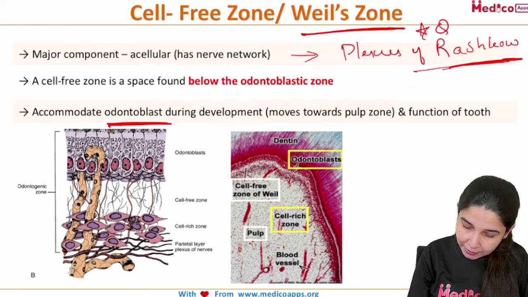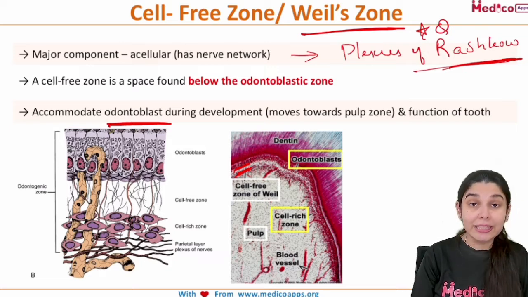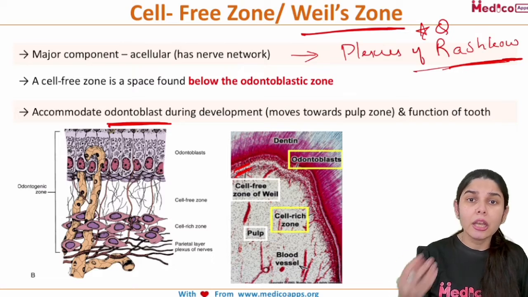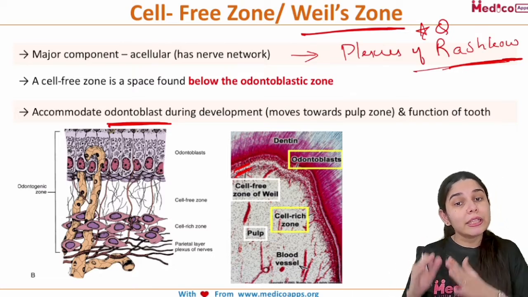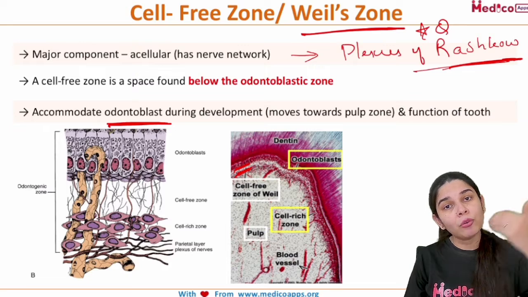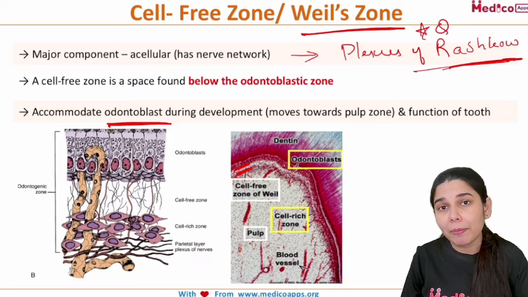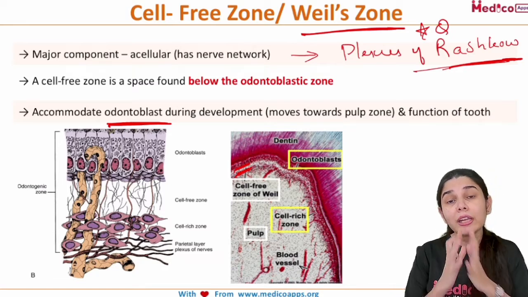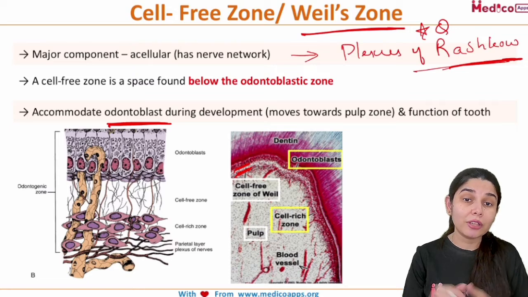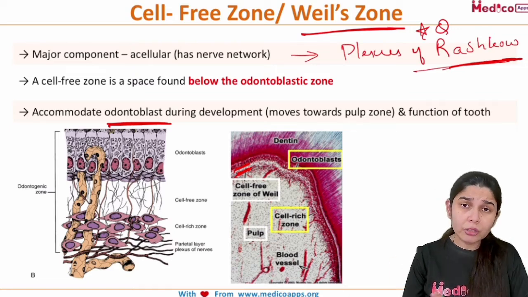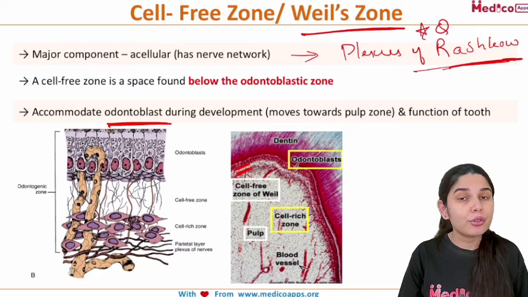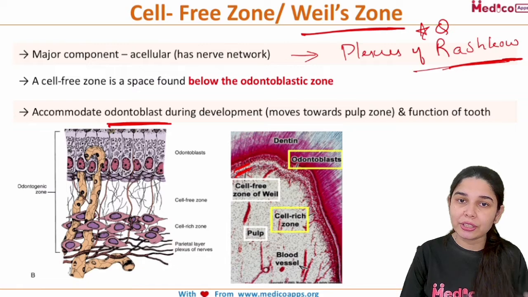As you can see in this image, in between the whitish portion, this is the cell-free zone. It is accommodating certain odontoblastic cells during the development, so that these cells can move towards the pulp zone during the development. And also it is seen that during the functioning of the tooth, this particular zone consists of the odontoblast cells. So I hope it is clear to you what exactly is the cell-free zone or the Weil zone and the odontoblastic zone, which we have discussed till now.